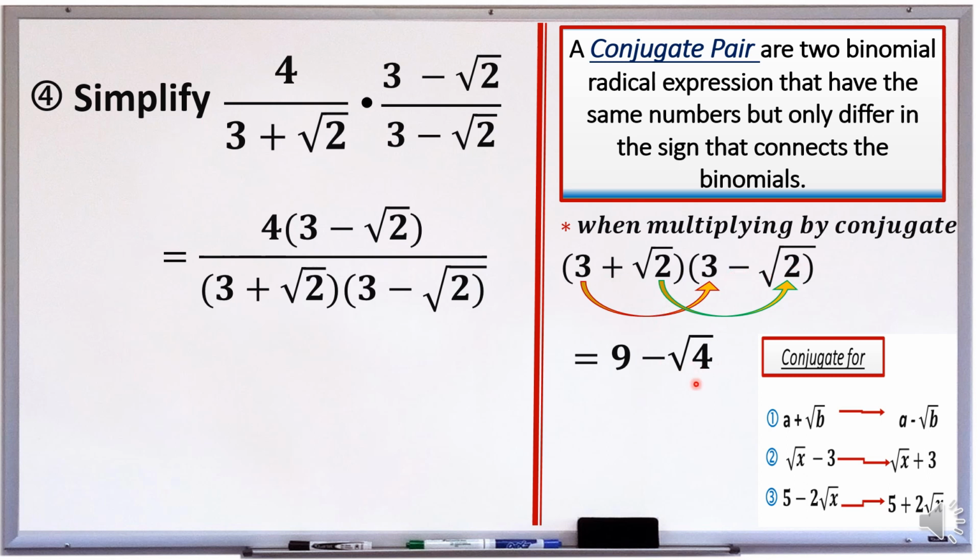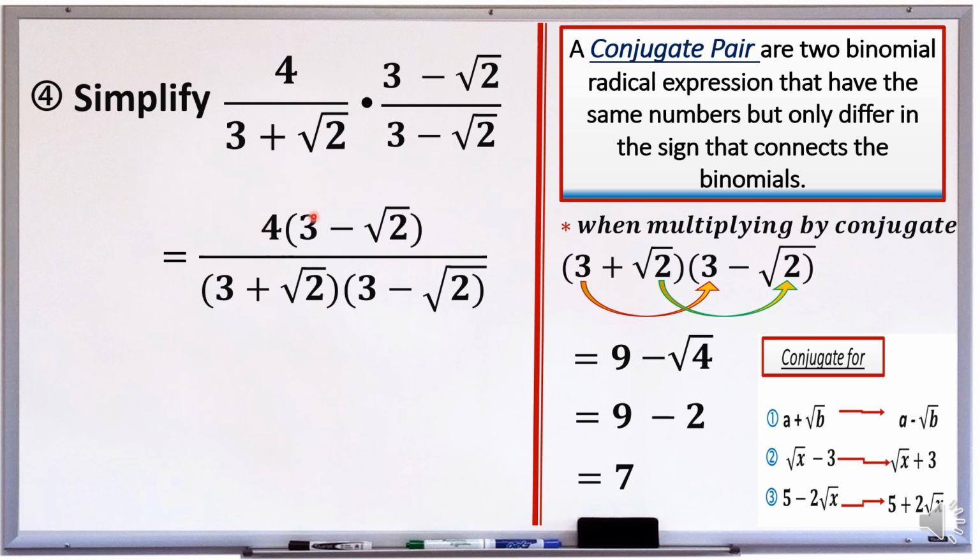Okay? Next, get the square root of 4. Square root of 4 will be 2. May sign tayong ditong negative, still we have subtraction. So, 9 minus 2 ngayon is equal to 7. Therefore, ang magiging denominator na lang natin dito is equal to 7.